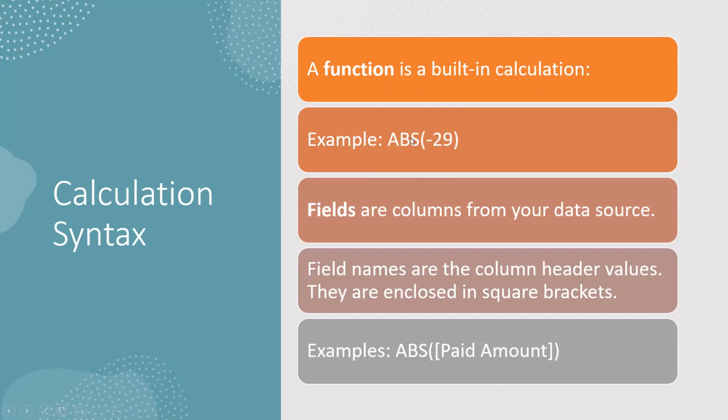We will discuss this in more detail. But we can say that a function is our built-in calculation, like sum or average or mean; all are built-in calculations. So that is a function. And fields are columns from your data source. Whatever column we have, the field names are the column header values, and they are enclosed in square brackets. For example, we can see here square bracket Paid Amount. Whatever we have in square brackets are my fields in Tableau.